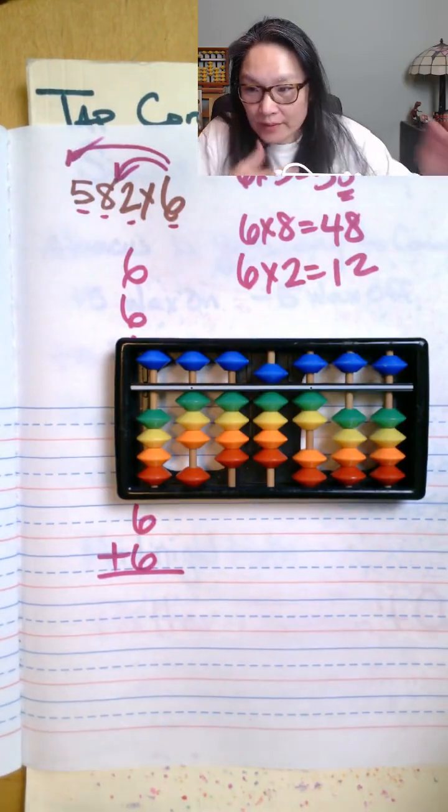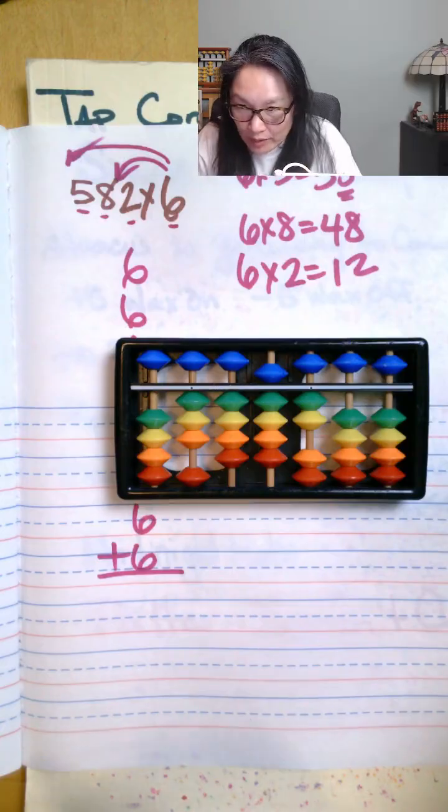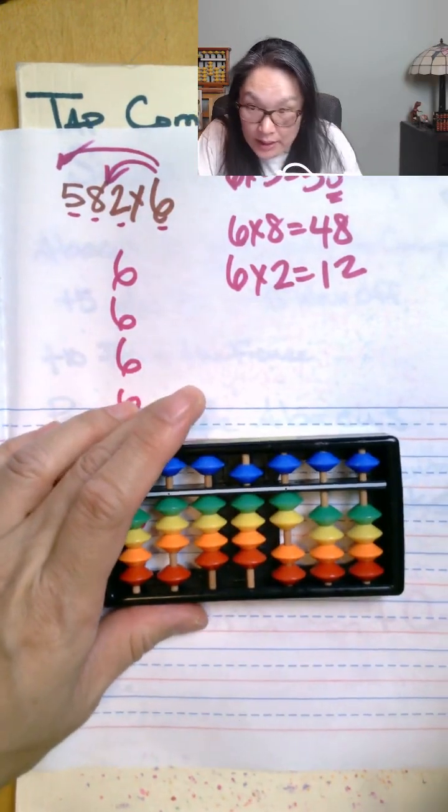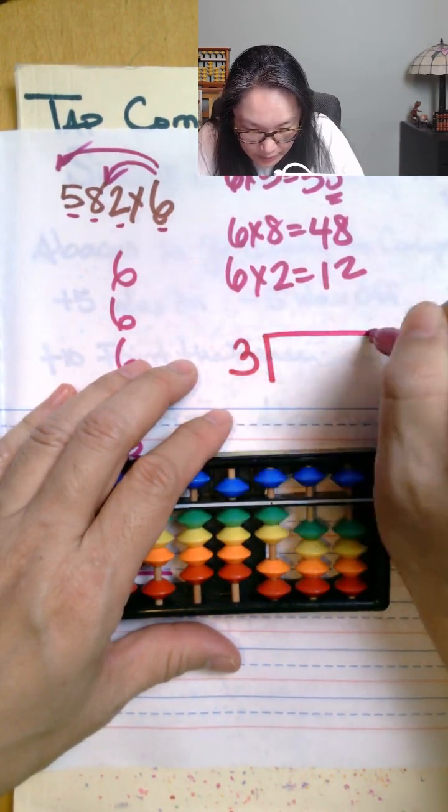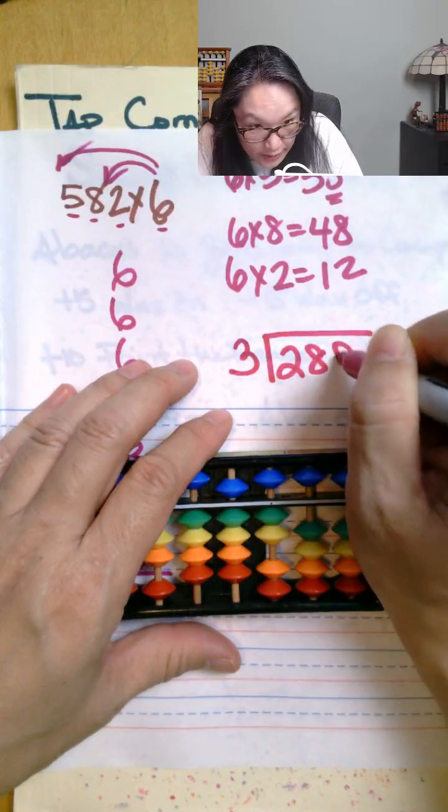Okay, we'll do this one. This one will be easy. Why will it be easy? Because the numbers are small. Small numbers are nice. So what we're going to do is 288 divided by 3.